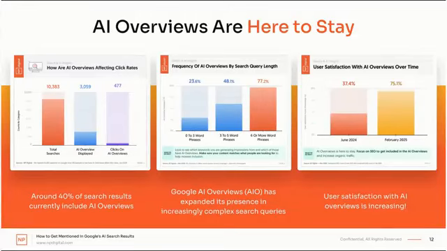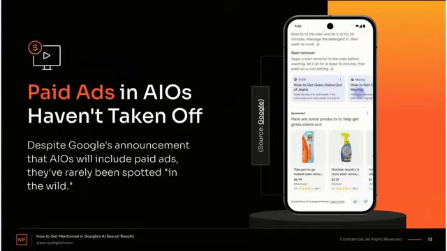As I mentioned, they're here to stay. It works. You can see how it's affecting click rates. You can see how it's affecting frequency. You can see user satisfaction. People are happier and happier with Google AI overviews, and they've drastically improved in a very short period of time. And paid ads in AI overviews haven't really taken off, but I bet over the next year or two, they'll figure out how. As it shows up more and more, they're of course going to want to monetize. Why? Because they make a lot of ad revenue. They're not going to want to kill their golden goose.